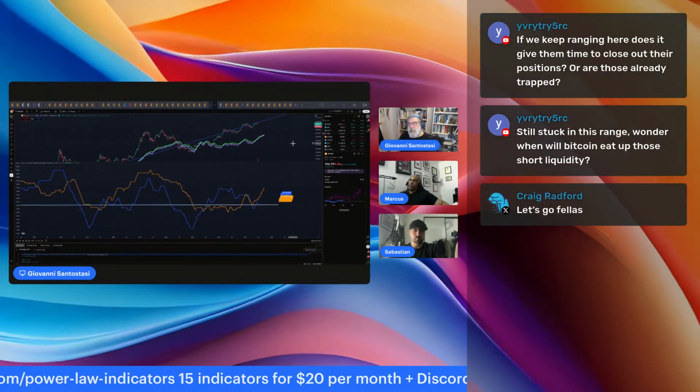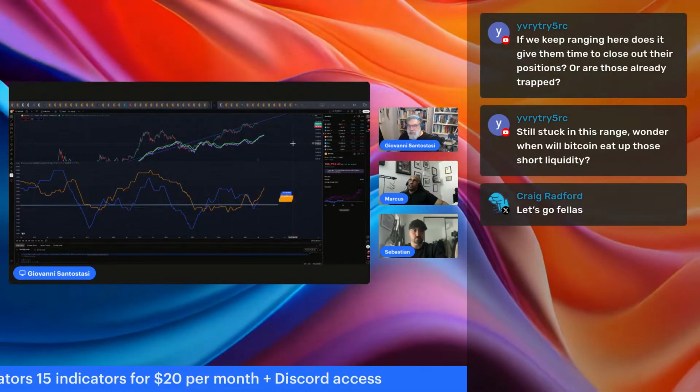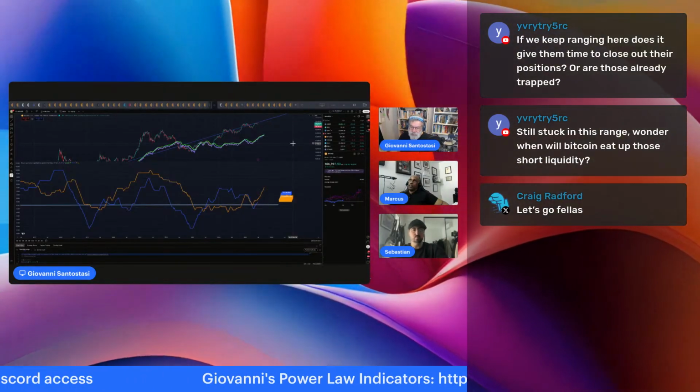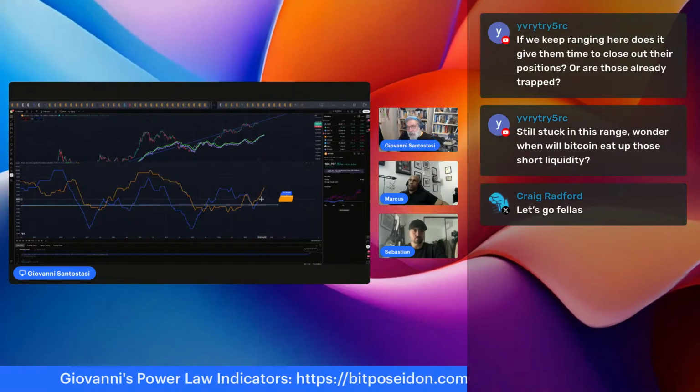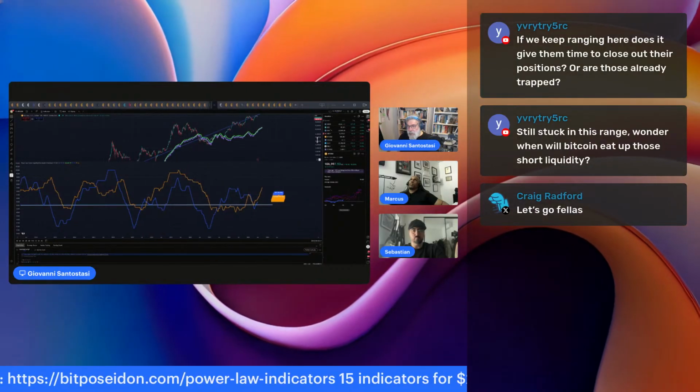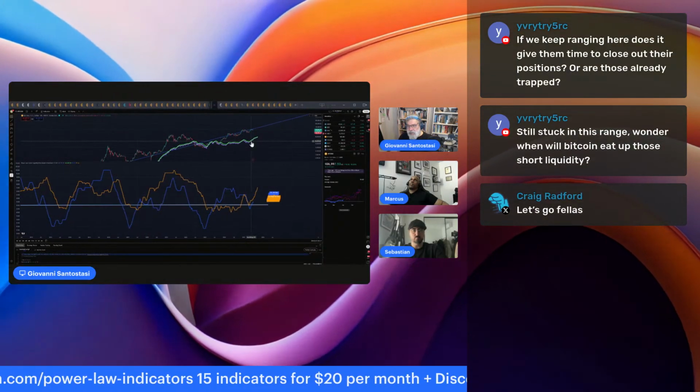I will say it's almost a necessary condition for the continuation of a bull run, even if it is not sufficient, right? Even if it's not a guarantee. But it's for sure a very good sign. And we are still on the power law.